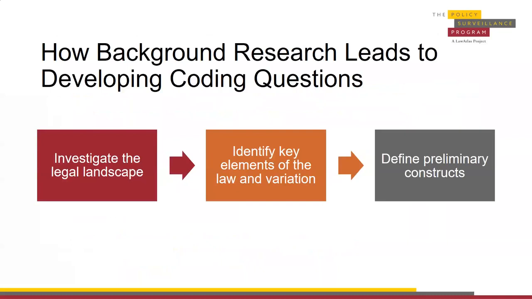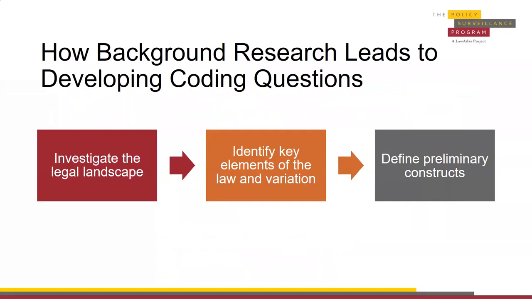And the idea here is how background research leads to developing coding questions. The scoping and the background research, as you might remember from that circular image, all lead to one another. So we're scoping the project to identify the legal landscape through our background research, to identify the key elements of the law and variations in the law, which will then lead to preliminary constructs, which are the source of our question sets. Legal constructs, preliminary constructs, are important elements or features of the law that can vary among jurisdictions that we would be interested in researching for our project.